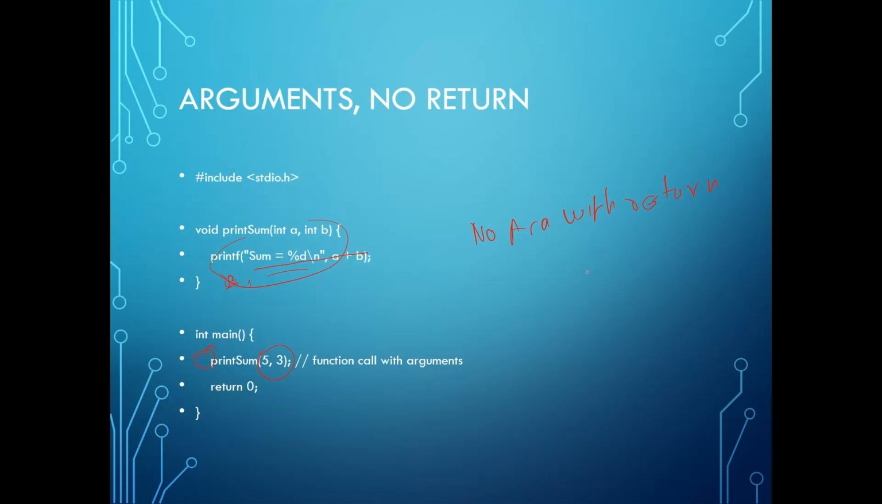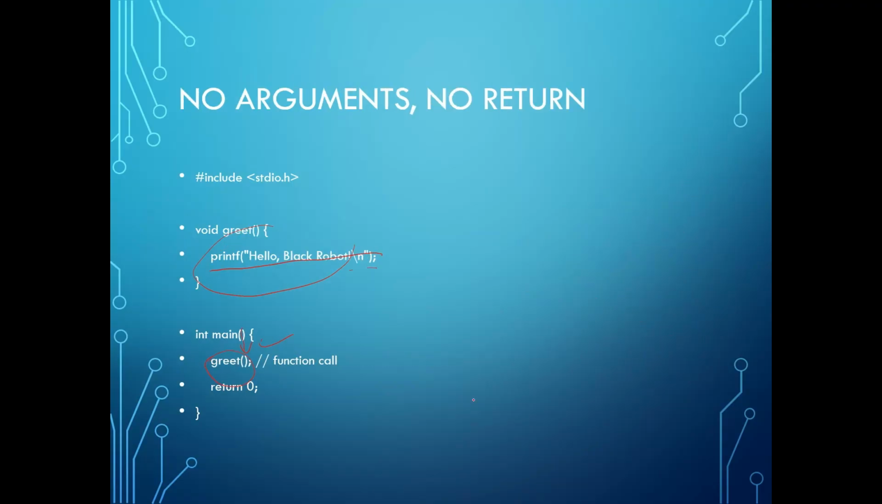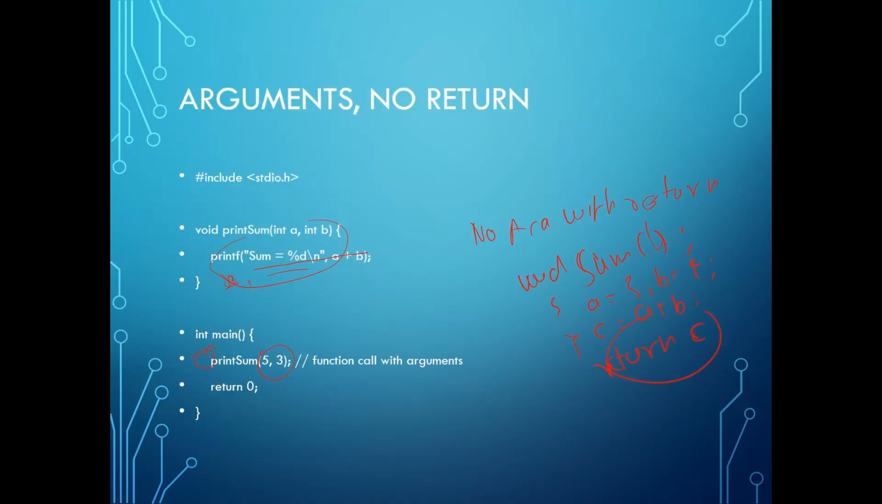So in that case, what will happen here? Suppose you have given void sum. In that case nothing will come back, but it will compute a plus b, where a is equal to 3 and b is equal to 4 you have defined. So c is equal to a plus b you have given, and you can return c. Here you are not taking anything as an argument, but you are returning this. So this is no argument with return, and argument with return as well.